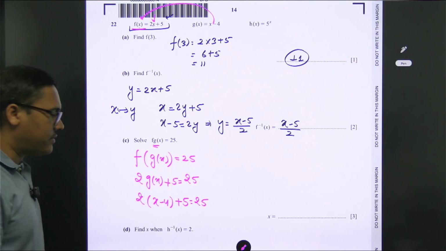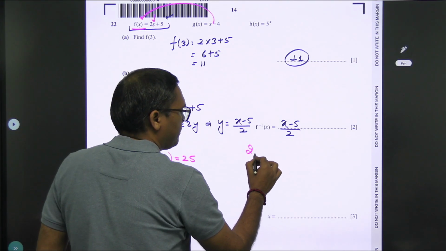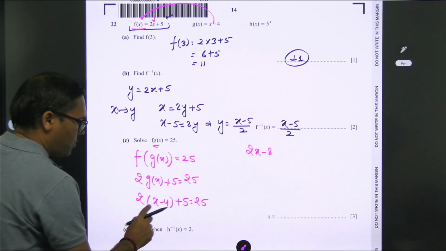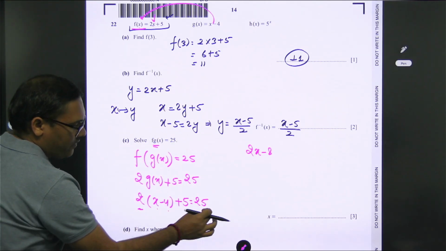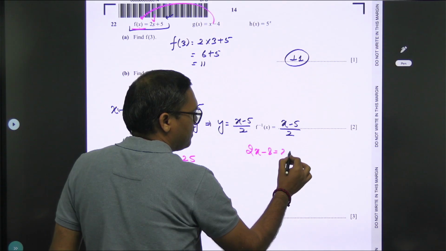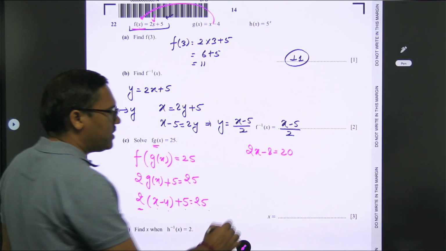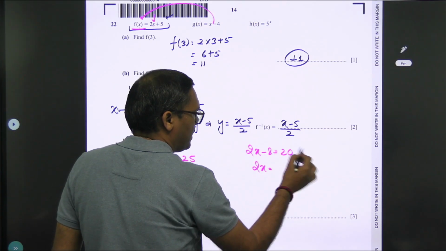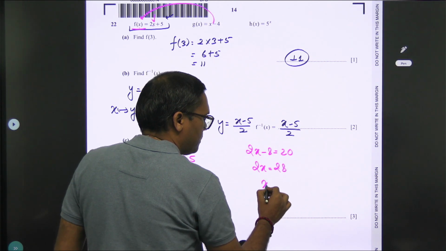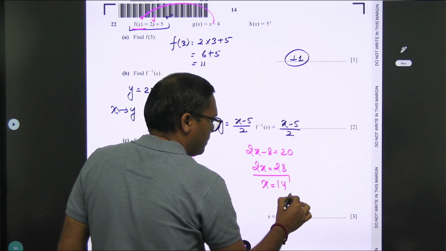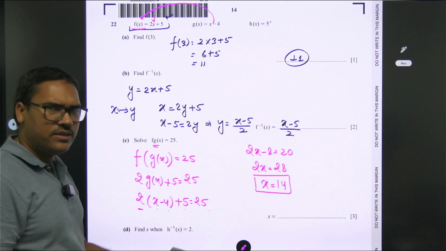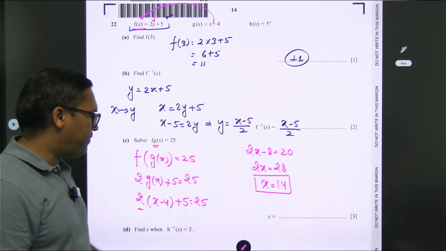Now you have to solve this equation. So you can see this is 2x minus 8, and I can take this 5 on this side. This is 25 minus 5, which is 20. So 2x equal to 20 plus 8, which is 28. So what is x? x equal to 14. So what is the answer? x equal to 14 is the solution of this equation, f of g of x.